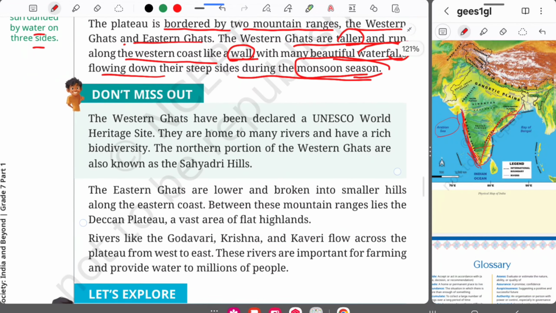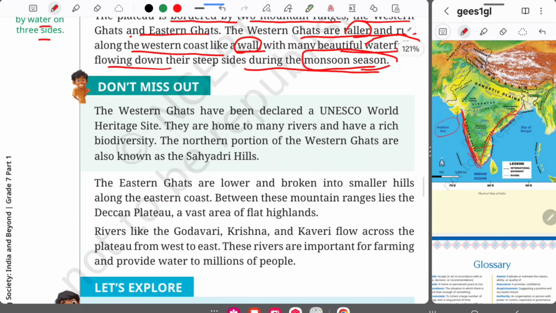So now let us see one more thing here. Don't miss out. The Western Ghats have been declared a UNESCO World Heritage Site. So this Western Ghat is listed among the UNESCO World Heritage Sites. That means it is an important area. They are home to many rivers and have a rich biodiversity. So many rivers are there, and they have a very rich biodiversity.